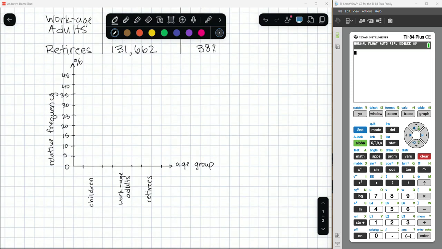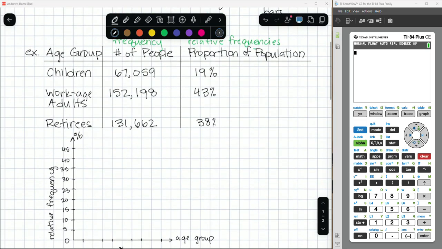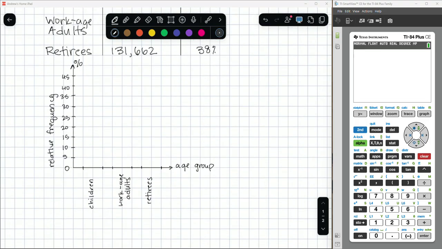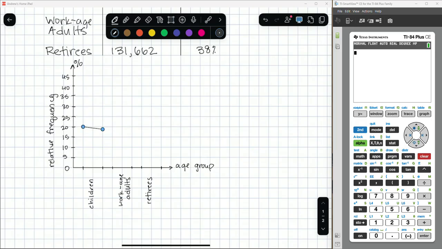From here, I'm going to draw a bar for each category, and the height of the bar will be the relative frequency for that category. So for children, I need a bar height of 19. So that's going to be a little bit less than 20. And we have to fight with Apple to get anything that is not on that line. There we go.